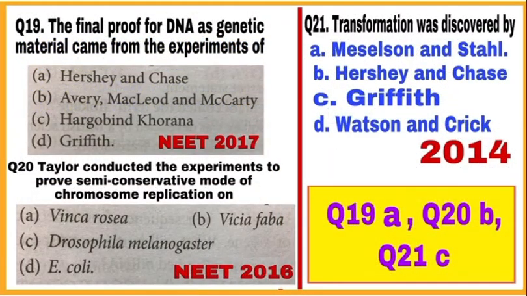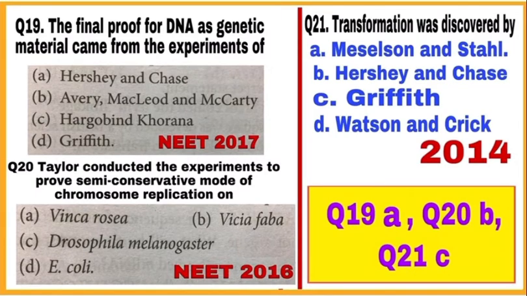Question 19. The final proof for DNA as genetic material came from the experiments of Hershey and Chase in 1952, who worked with viruses that infect bacteria and gave final proof that DNA is a genetic material. So, correct answer is A, mark A.